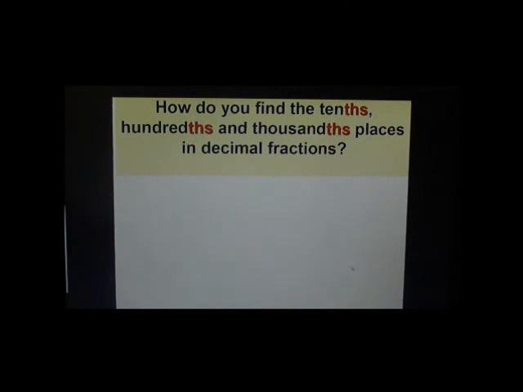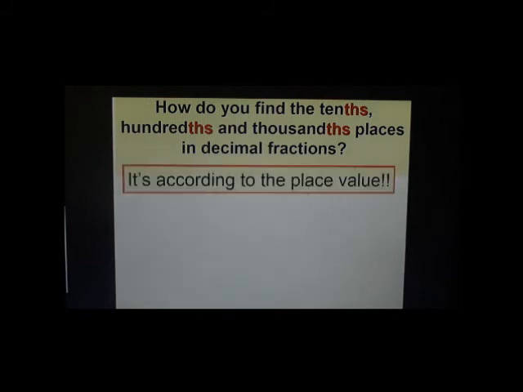Well, how do you know when you're looking for the decimal places and where the tenths, the hundredths, and the thousandths are? This is just a review of what we talked about earlier. Of course, it's according to the place. So instead of writing the denominator, we're just going to look for the decimal denominator place.